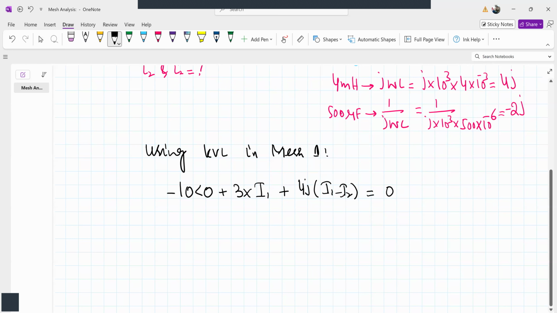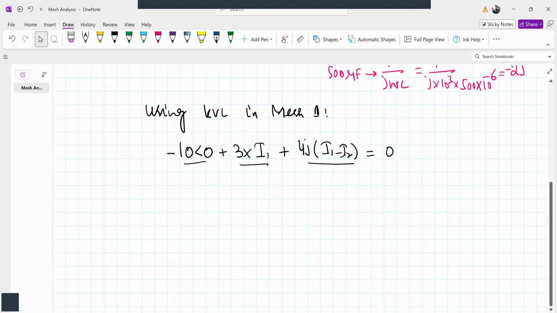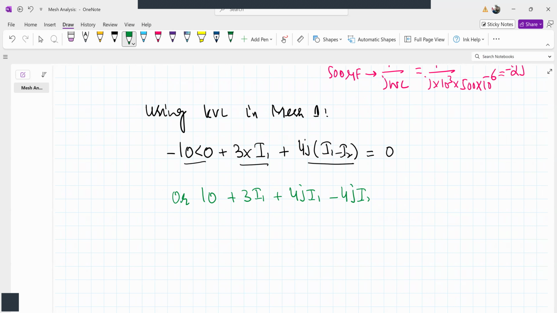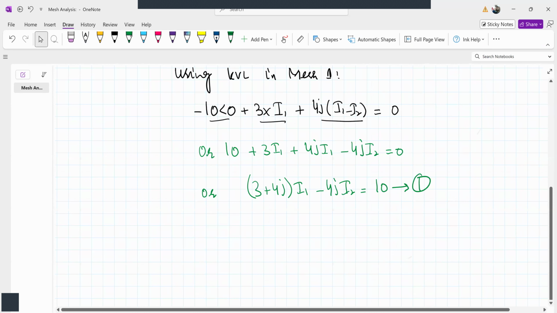Now, the sum of these voltages will be equal to 0. This is a voltage drop, this is a voltage drop, this is a voltage drop. Let me simplify this. 10 at an angle of 0 is simply 10. So you can write this as 10 plus 3 I1 plus 4j I1 minus 4j I2 equals 0. We can simplify this further: taking I1 common, (3 plus 4j) I1 minus 4j I2 equals 10. So this is our equation 1 obtained from mesh 1.